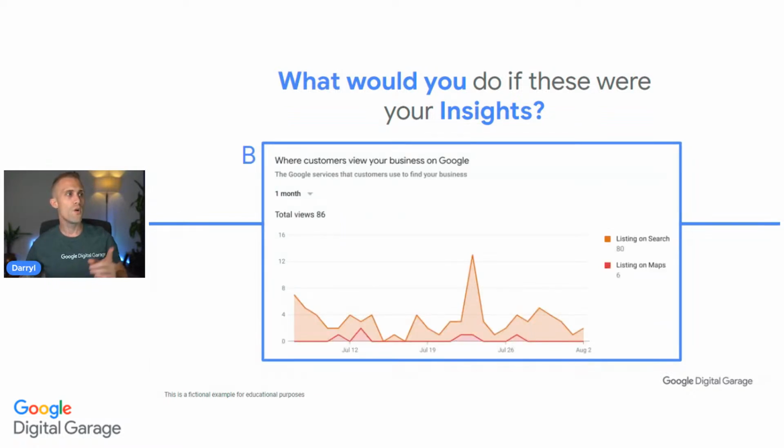Next one, we're going to go, what would you do if these were your insights? Where customers view your business. We have a similar graph, the same as views, 0 to 16, and it's in the month of July, almost the beginning of August. Orange is the amount of views on search listing, so when you go to Google Search. And the other one is through Maps search.